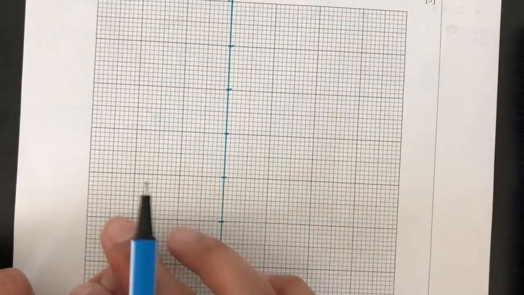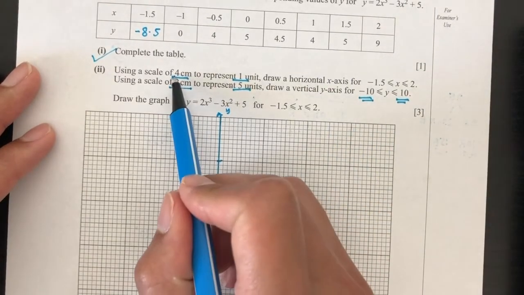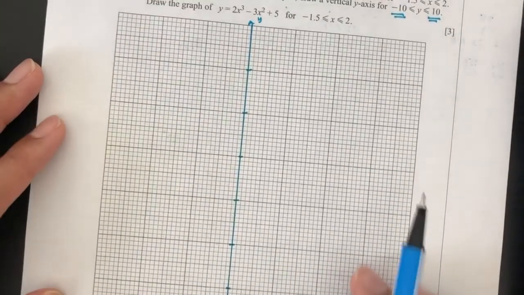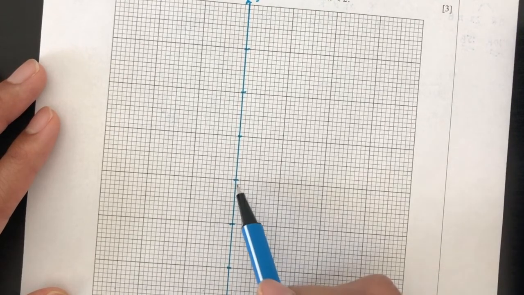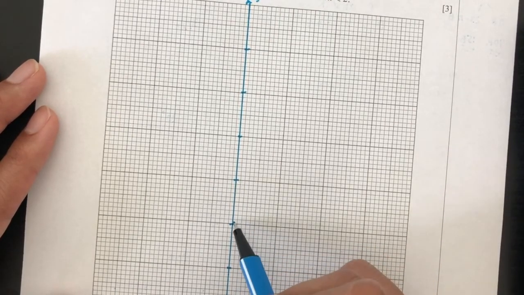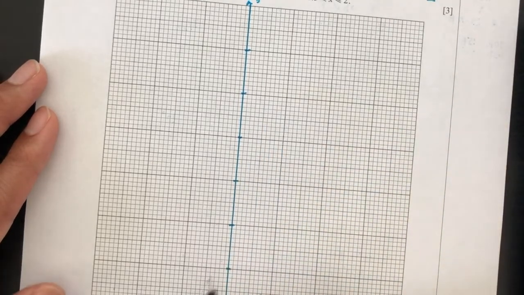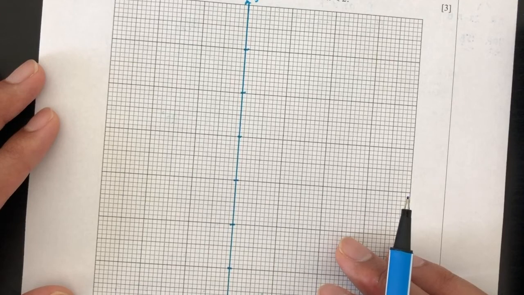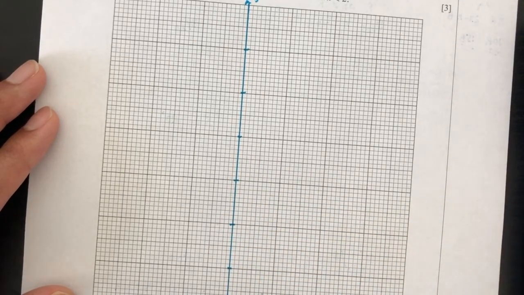Okay, and how about these ones? So how about for the horizontal one? It says we have to use 4 centimeters for 1, so 4 squares for 1. Let's see where we can start. So let's see if we can start here. So that will be minus 5 and minus 10, 5 and 10. That should be enough. 2 centimeters for 5, so that should be 2 centimeters for 5, 10. Okay, so let's start here.